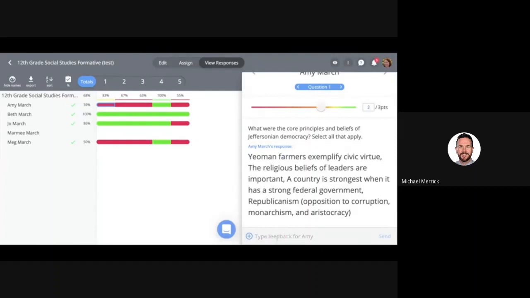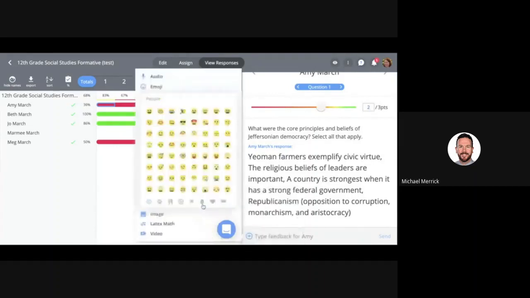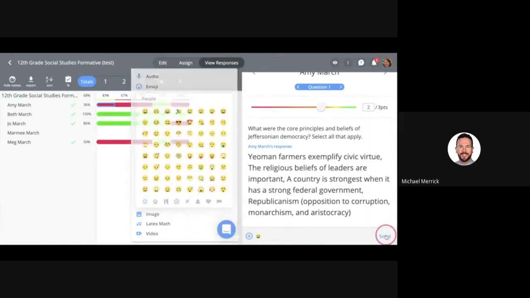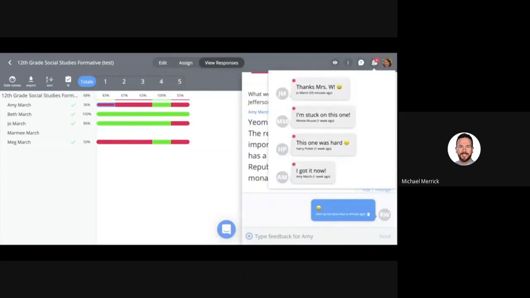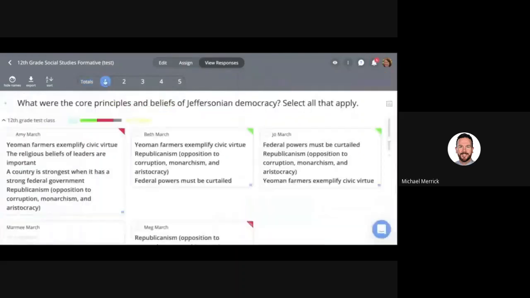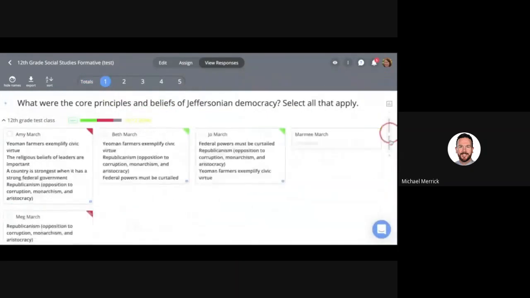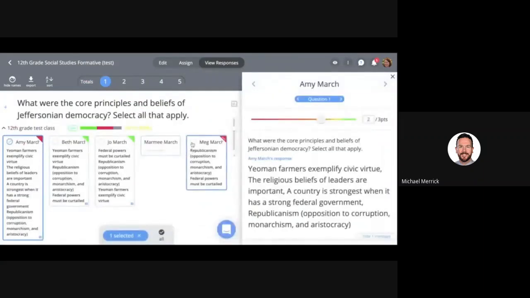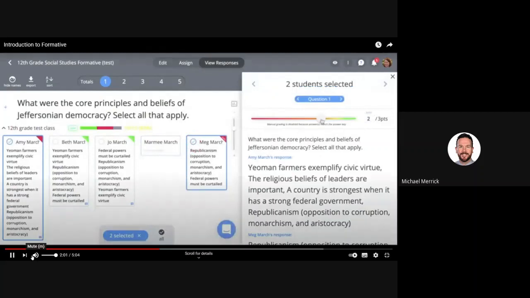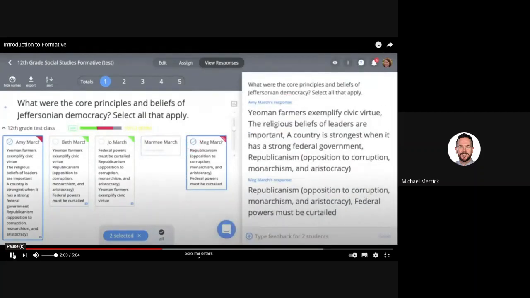You can type feedback for a student, and even use emojis, audio, images, video, or even LaTeX math. Students can send messages to you as well. If you click into a question, then you can view multiple responses at once, and you can even grade more than one response at the same time, again saving you time, and type feedback from multiple students.